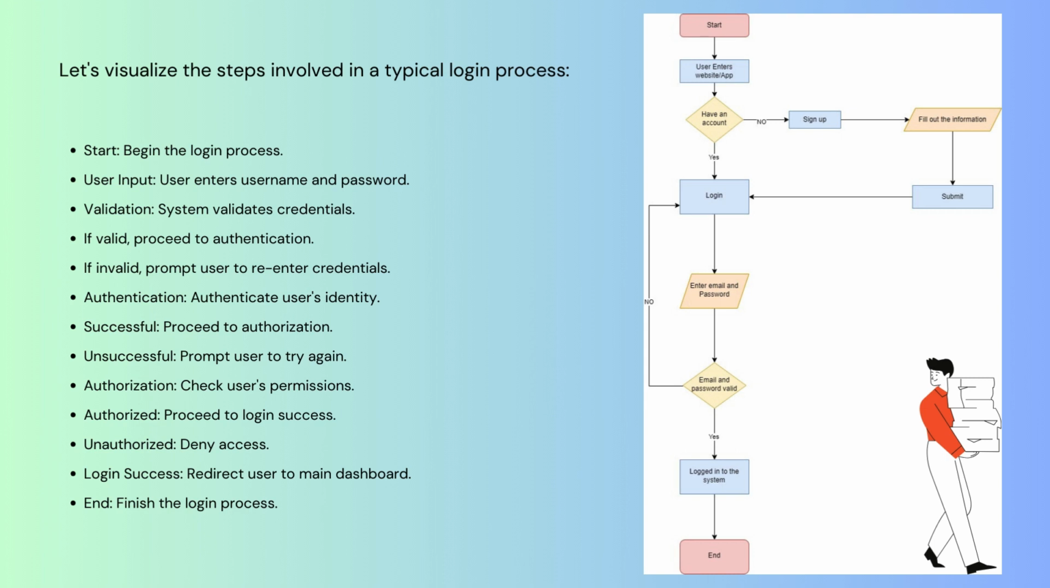Then you have to enter the input, which is your email and password. If your email and password are valid, you can go through the login process and you will be authenticated. If not, you have to go back to login, enter your email and password, and come back. This way, you will log into your system and the process will end. This is a sample flowchart for the login process.